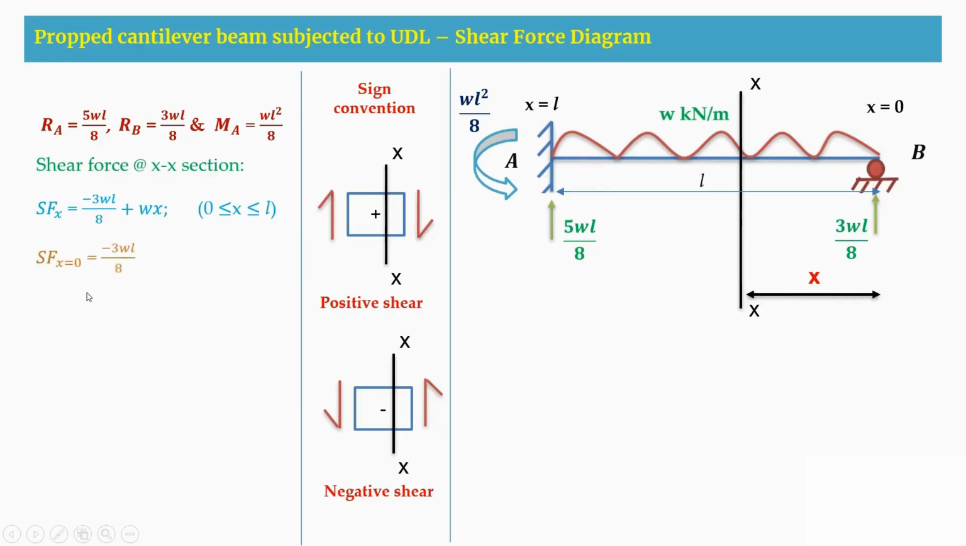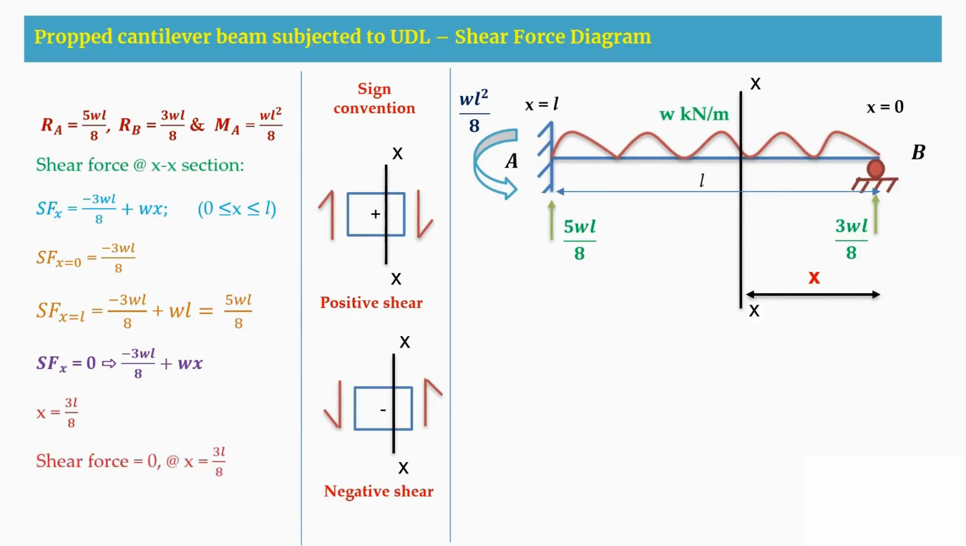Now, when we consider X is equal to 0, it is minus 3WL by 8. When we consider X is equal to L, you are getting a positive value of plus 5WL by 8. So these are the two things we are getting at X is equal to 0 as well as at X is equal to L also. That means we are changing the shear force from negative to positive value. Therefore, I mean, we are equating this shear force equation to 0, and we are getting the X value to be 3L by 8. So at X is equal to 3L by 8, we are getting the shear force to be 0.